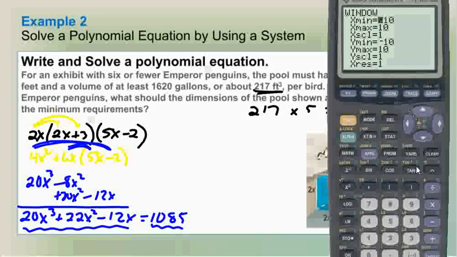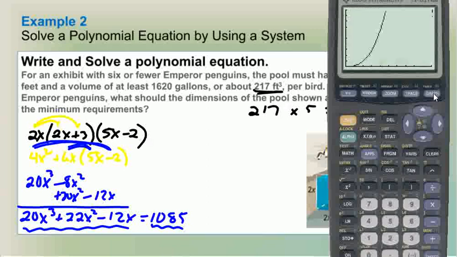Now for my window, I'm only going to be dealing with positive numbers, so the x minimum is 0, the x maximum we can keep at 10 for right now. The y minimum, 0, and the maximum, I have to get at least to 1,085, so let's just do 2,500. Actually, let's count those by 250. And if I graph, here is our polynomial, here is the other one. So we need to find out where they intersect.